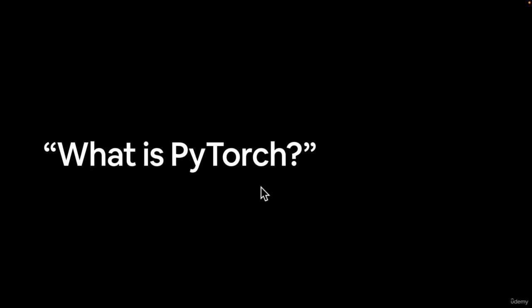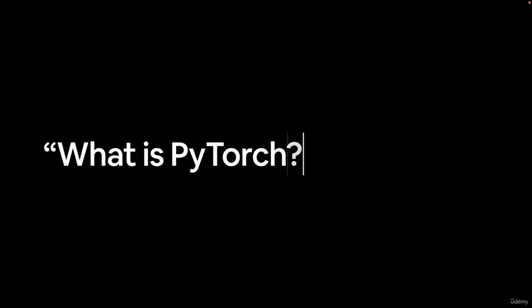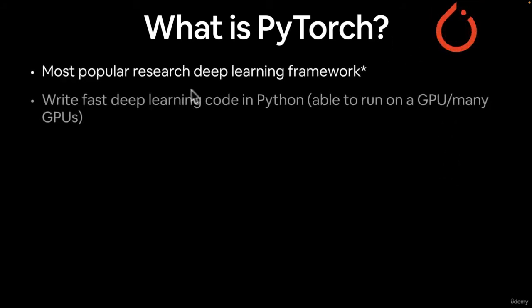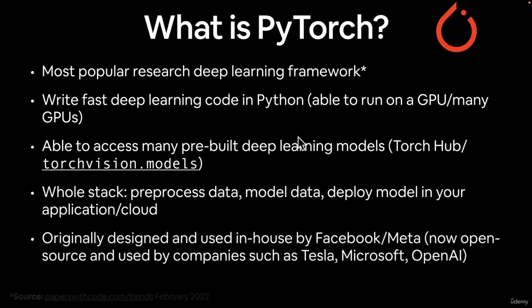But for the sake of this course, let's break PyTorch down. Oh, there's a little flame animation I just forgot about. What is PyTorch? I didn't sync up the animations, that's all right. So PyTorch is the most popular research deep learning framework. An asterisk to that, I'll get to that in a second. It allows you to write fast deep learning code in Python. So if you know Python, it's a very user-friendly programming language, and PyTorch allows us to write state-of-the-art deep learning code accelerated by GPUs with Python.